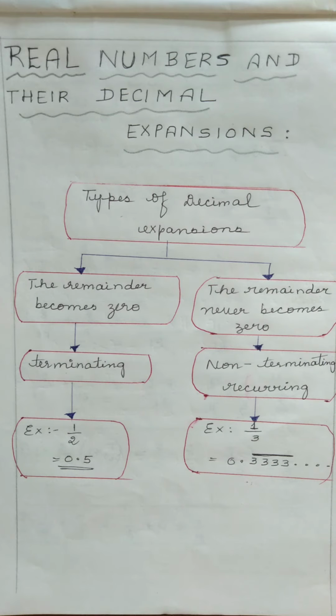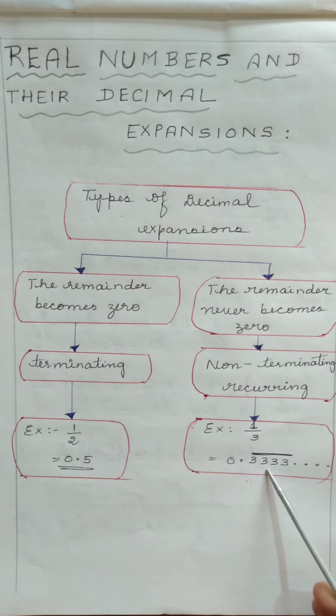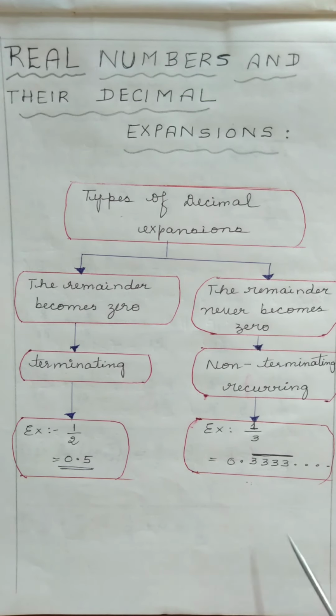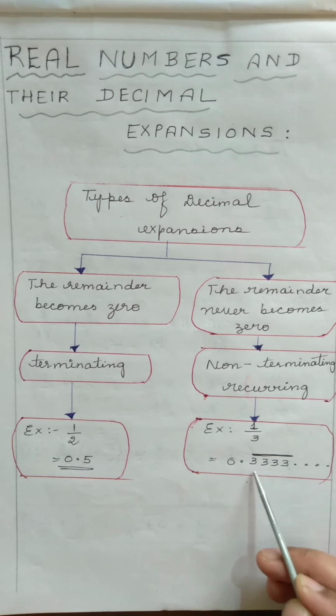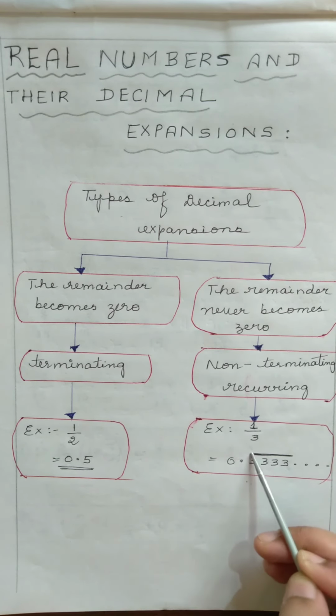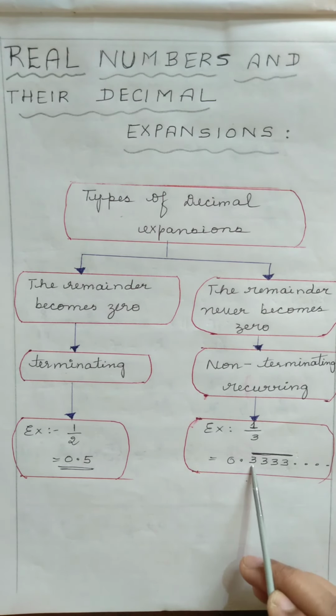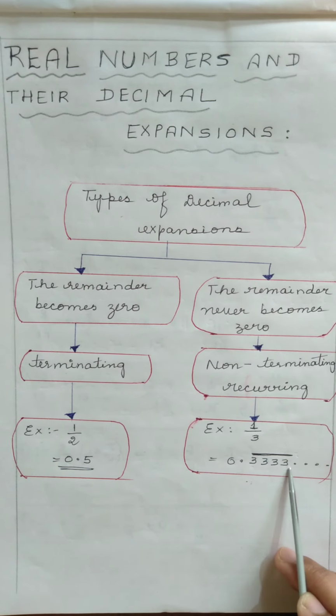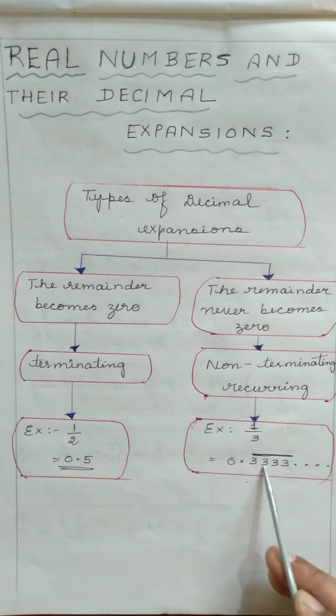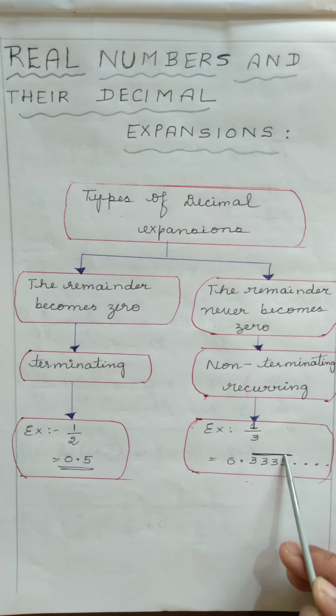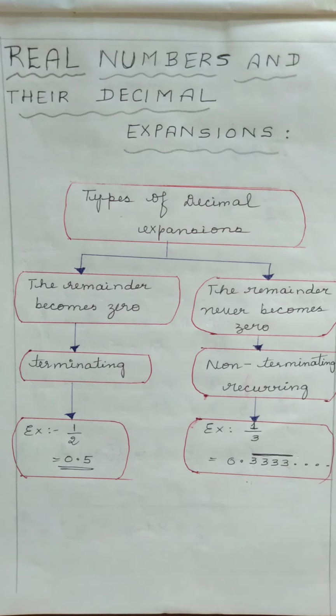The number which gets continuously repeated, or recurring, we represent in this form: the number which is repeated, we put above those digits one line. This is called a bar. That means whichever digit gets repeated more than twice, above those digits one line, that is a bar, is applied to those repeated digits.